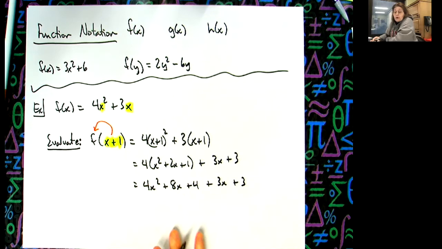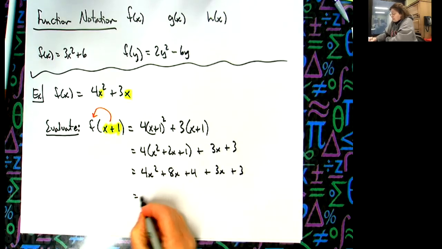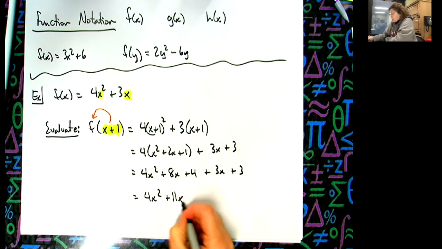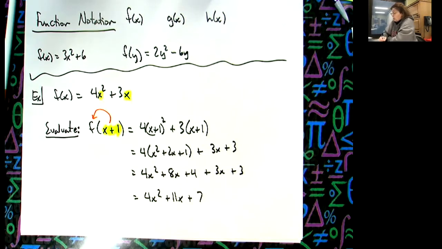And this is just where you're going to make silly mistakes. You combine like terms, distribute, that sort of thing. Let's see, 8 and 3 is 11. Don't let me make silly mistakes. It's all early in the morning.